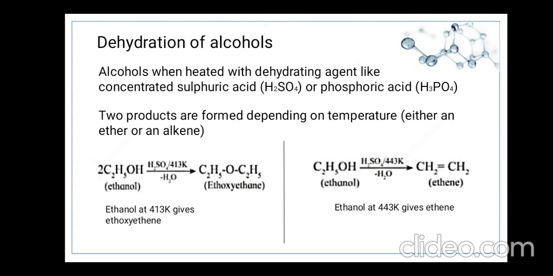two products are formed depending on temperature. Here students, temperature plays a very important role. In this reaction, either an ether or an alkene will be formed. Now students, this reaction takes place at a specific temperature, and dehydration of ethanol takes place with sulfuric acid.